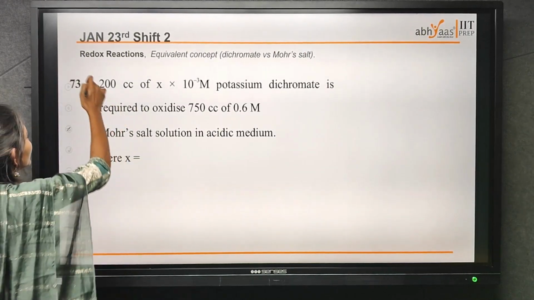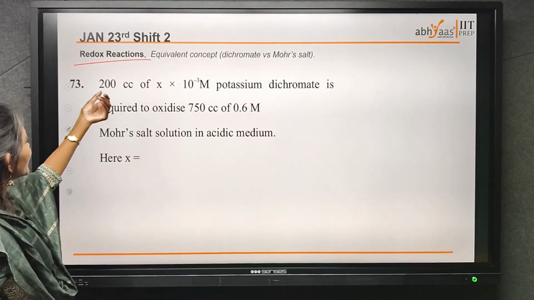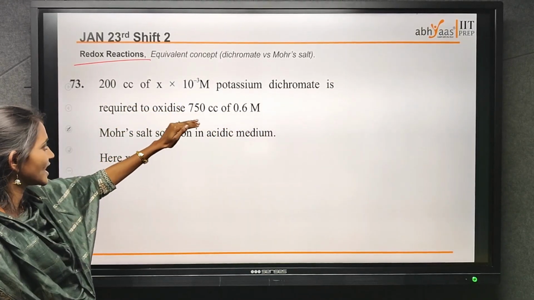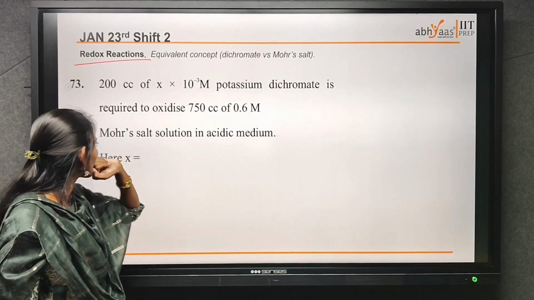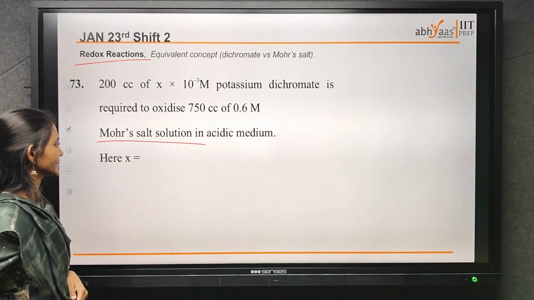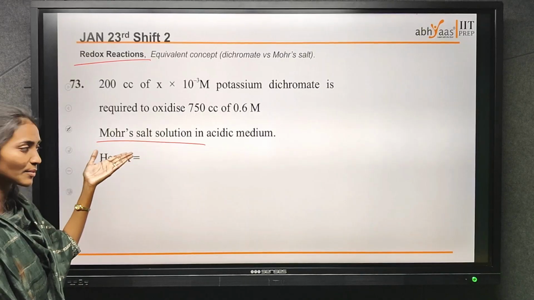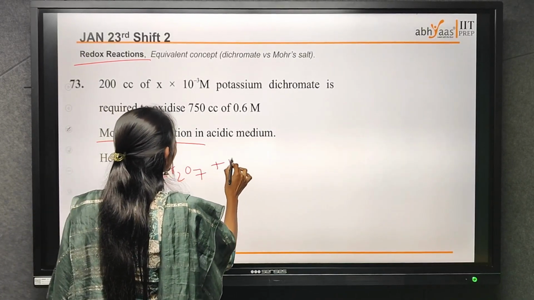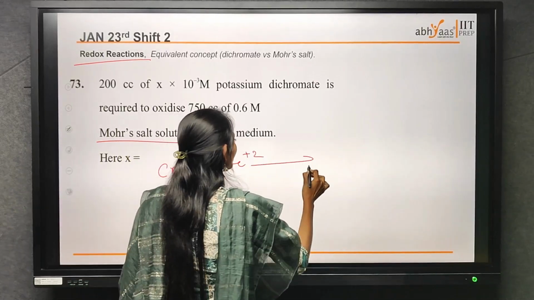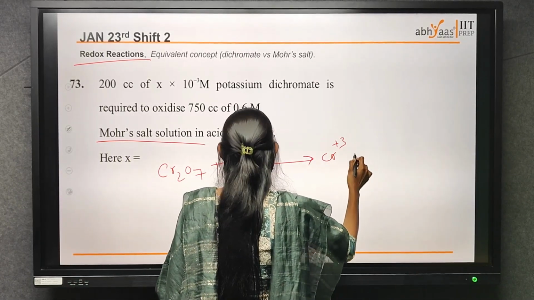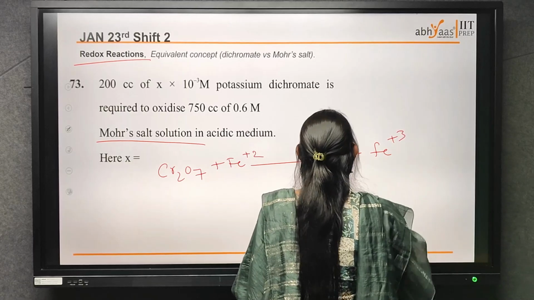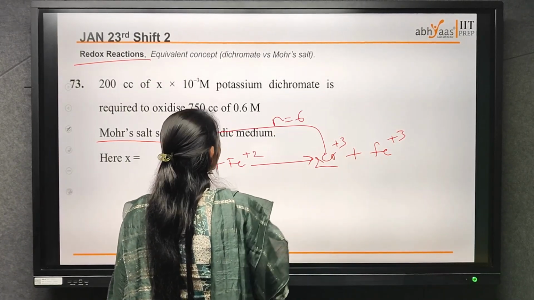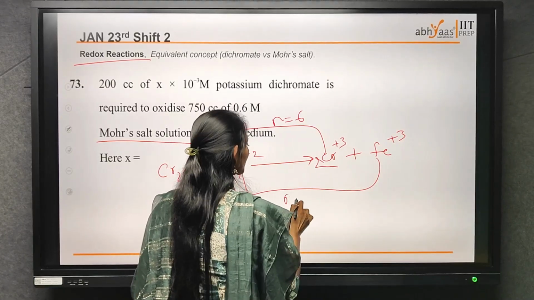And this question was asked from redox reactions. 200 liters of X into 10 to the power of minus 3 potassium dichromate is required to oxidize 750 cc of 0.6 molar Mohr salt solution in acidic medium. Mohr salt solution means nothing but ferrous ammonium sulfate, right? So your Cr2O7 2- is reacting with Fe 2+. You are getting Cr 3+ and your Fe 3+, right? So what happening here? Your n value will be 6 here and here your n value will be 1.